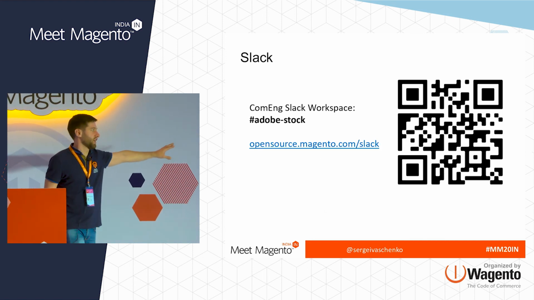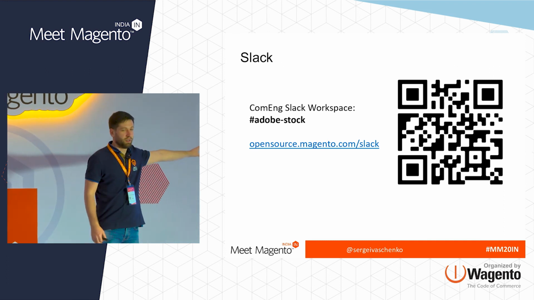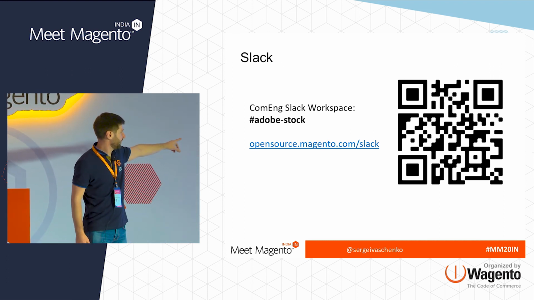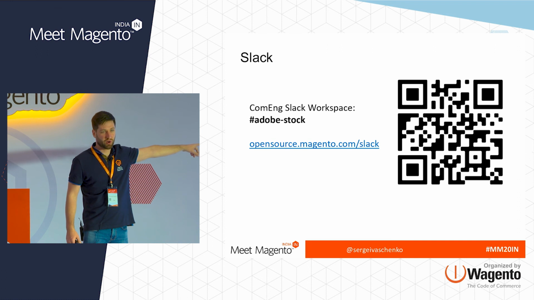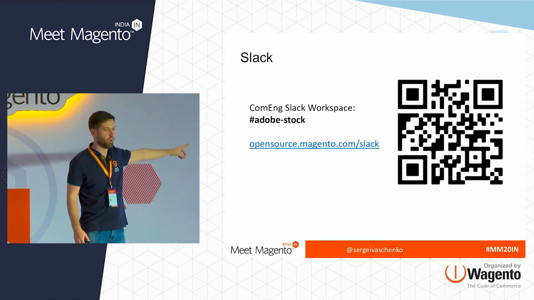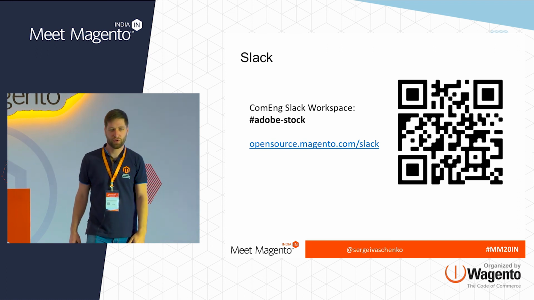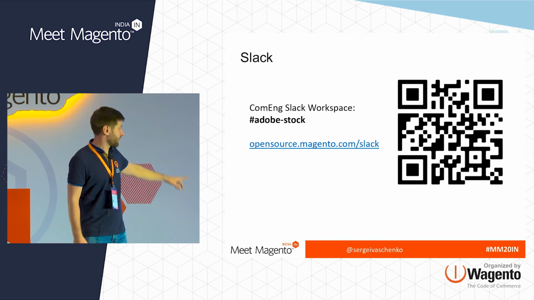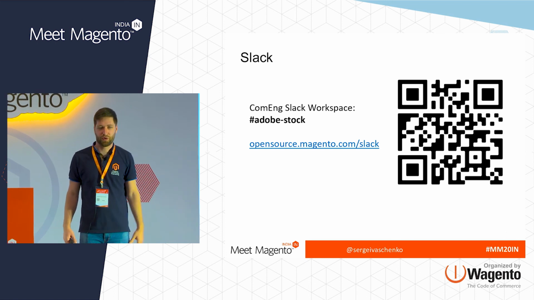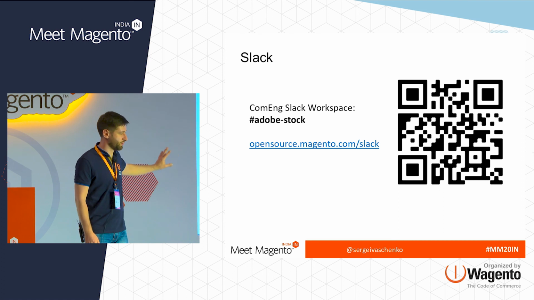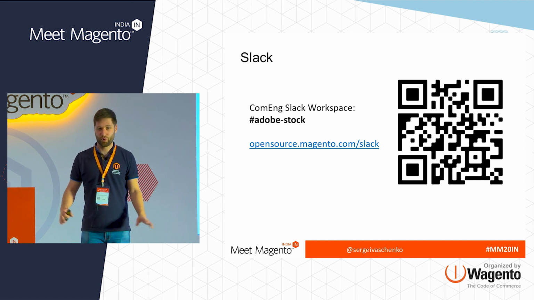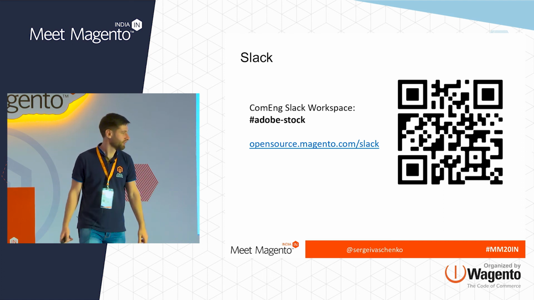Our main communication point is the Adobe Stock channel on Slack, and this QR code is, by the way, the link to Community Engineering Slack. If you are not there yet, I recommend you join, because lots of interesting stuff is going on there. There are channels for all possible projects, all possible interests.